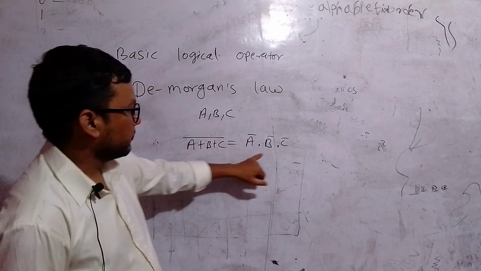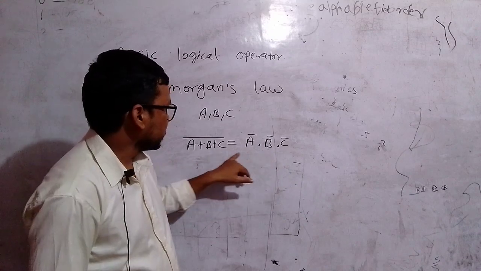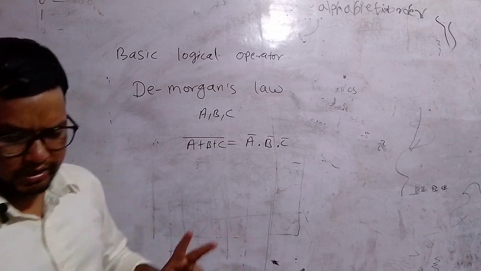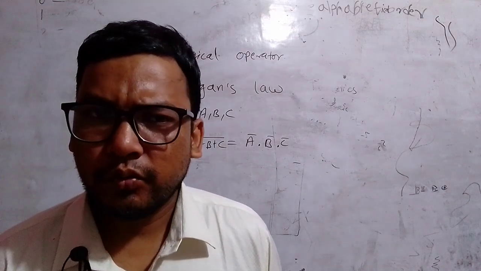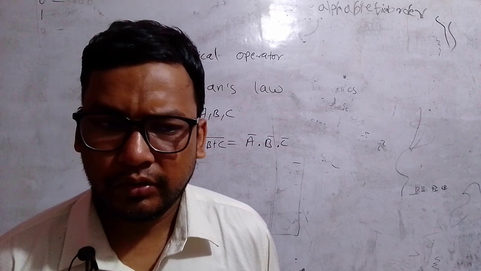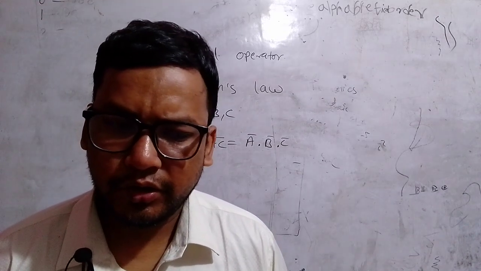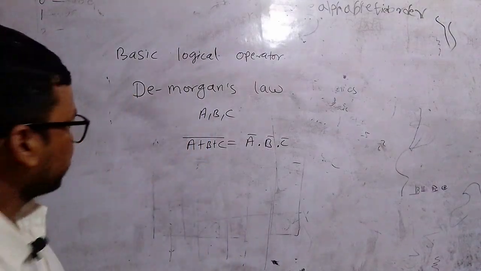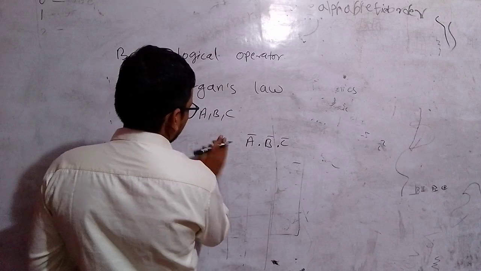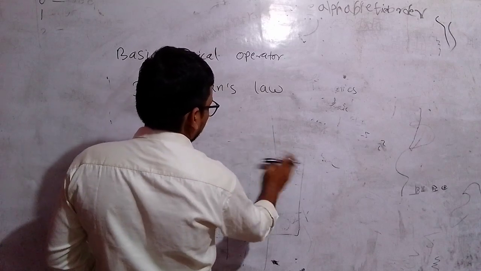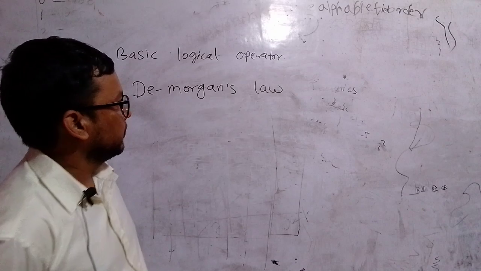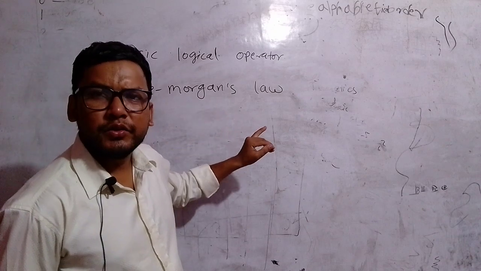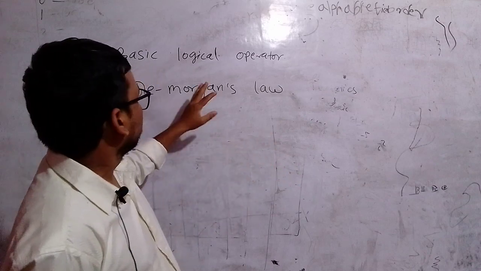Now, what is this? This is the De Morgan's rule, the second rule. De Morgan's have two rules. One is to convert plus to dot, and another is to convert dot to plus. Now, we'll use De Morgan's rule to verify the universal gate.